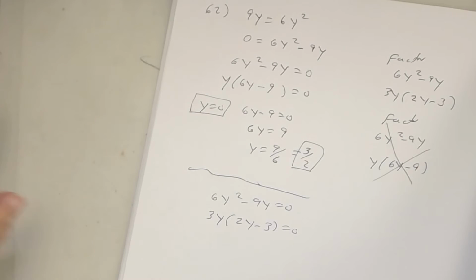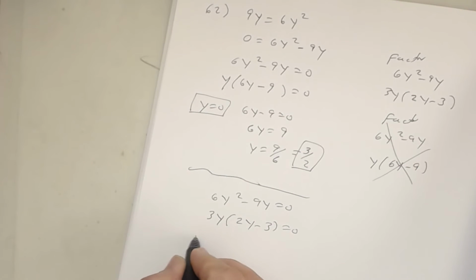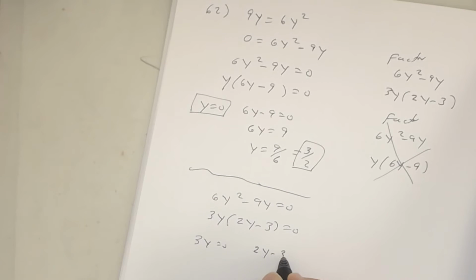Now, remember we had one a while ago, not a while ago, but last week, where technically there are how many factors here? I'm going to read it out to you. 3 times y times 2y minus 3. So how many factors did I read out? 3. The first factor is a 3. The second factor is a y. The third factor is a 2y minus 3. But we tend to put the 3y as 1. So you can say 3y equals 0. And what's the other one? 2y minus 3 equals 0.